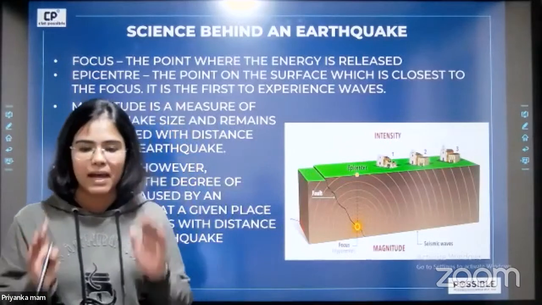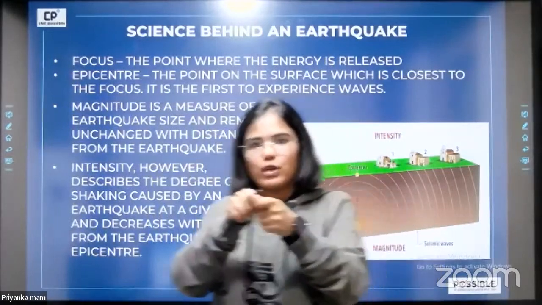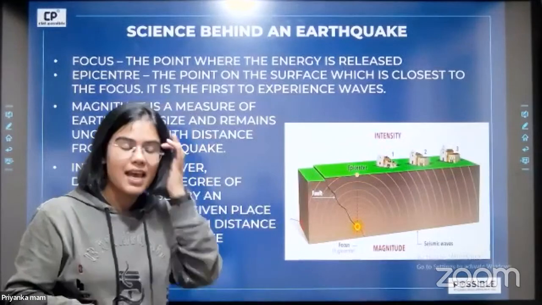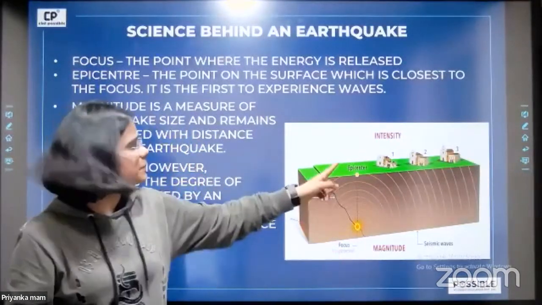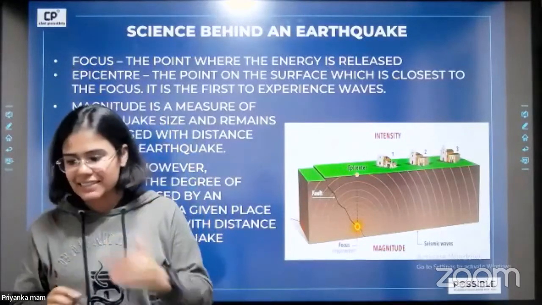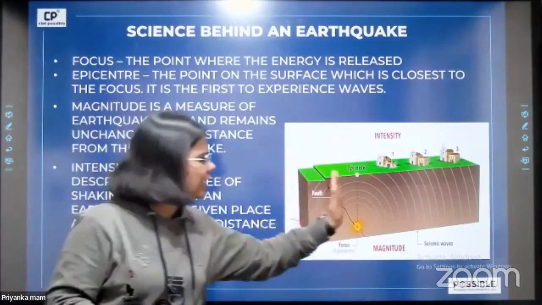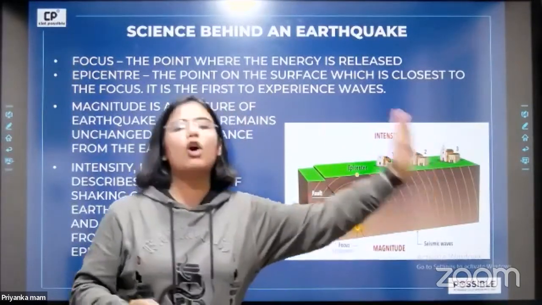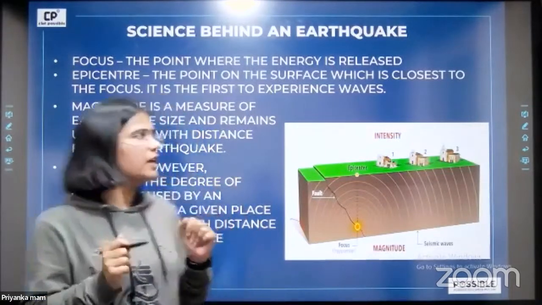What is the magnitude? The magnitude is basically talking about that little fault line because of which that breakage happened, and that release of energy took place. And the area on the Earth's surface which is closest to that focus is called the epicenter. Magnitude will remain the same, intensity can vary. And why will intensity vary? Because the energy is going in different directions. So in 1 it will be a little more, in 2 a little less, in 3 a little less still. The intensity that I feel of the earthquake is a little different, right?